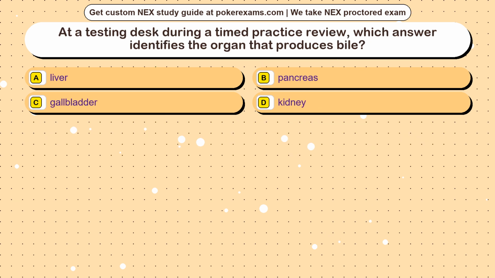Question 23. At a testing desk during a timed practice review, which answer identifies the organ that produces bile? Option A, liver. Option B, pancreas. Option C, gallbladder. Option D, kidney.